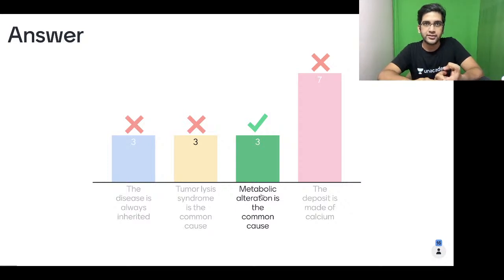It's not always inherited. The most common cause of gouty arthritis is excessive metabolism, excessive intake of fat and beer, alcohol. Tumor lysis syndrome again is not the most common cause, but yes, gouty arthritis can happen in tumor lysis syndrome. The deposit is not made of calcium. It's your sodium urate, monosodium urate crystals, right? Hope it is clear, fine.